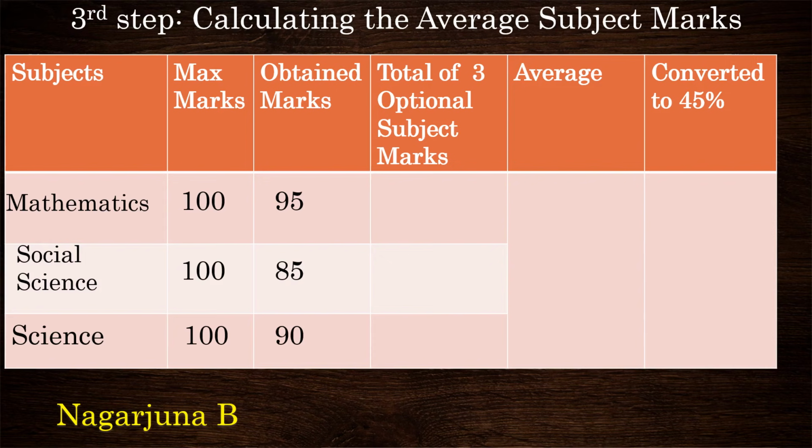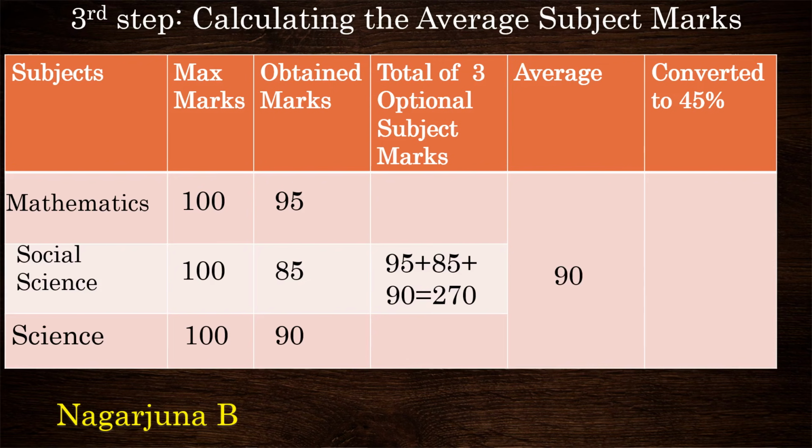Now find the sum of these three subjects. 95 plus 85 plus 90 is equal to 270. That is the total of three optional subject marks. Now average, since we have added three subjects, it has to be divided by 3. So 270 divided by 3 is equal to 90.